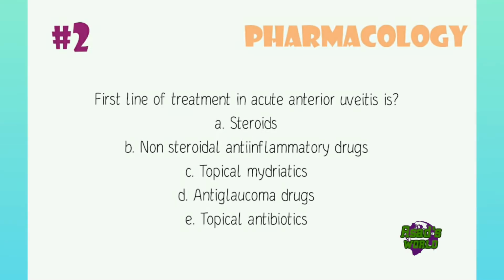Now, moving on to the second question, that is from pharmacology, and the question is the first line of treatment in acute anterior uveitis. Now, this question is pretty simple, and in acute anterior uveitis, the main first thing you will give is your mydriatic and cycloplegic drugs. Main objective of using mydriatics is to comfort and rest the eye. So the correct option of this question is your topical mydriatics. All other things are also used, but the first line of treatment is your topical mydriatics.